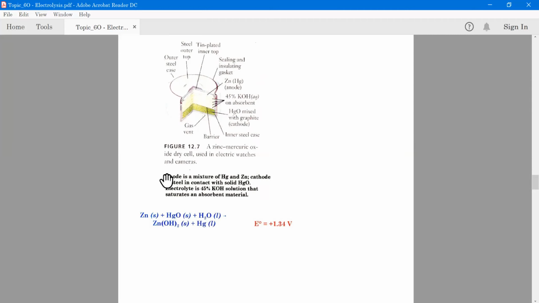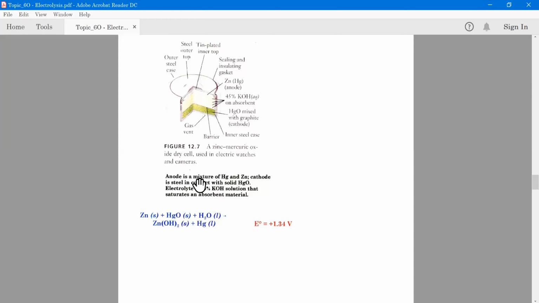So the anode in this case is a mixture of mercury and zinc. Mercury metal and zinc metal form the anode, because they're both conductors, of course. The cathode is the steel casing. That's this outer steel case. The cathode is the steel casing in contact with solid mercury oxide, which is inside. And the electrolyte that's packed in here is the moist KOH solution. 45% KOH is almost not a liquid. It's almost more like a slush or a gel because it's so thick.